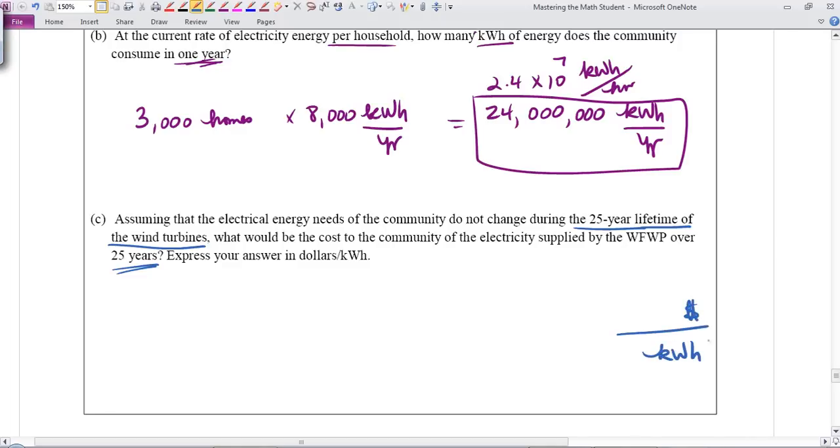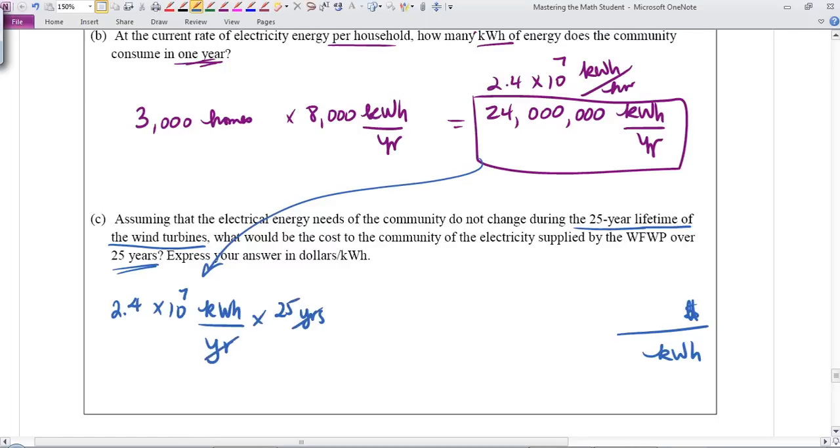Okay, well, what did we just figure out? We just figured out how many kilowatt hours it takes per year. So let's start there. It's 2.4 times 10 to the 7 kilowatt hours per year. Now what can we do with that? Well, there's 25 years. Okay, so let's figure that out first. So now I can get kilowatt hours at least out of this. And then I can take a cost, total cost, and divide it by kilowatt hours, and I'll be home free.